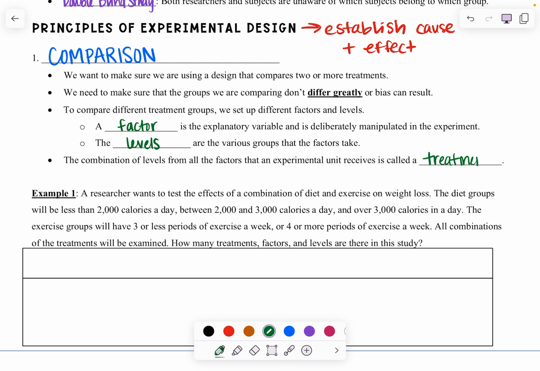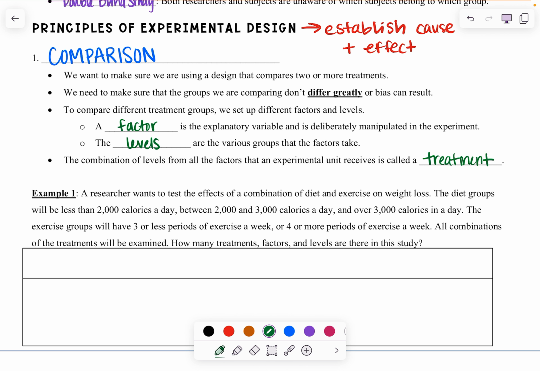I can't just go out and test my new fertilizer and not compare it to something. So if I gave all of my plants the new fertilizer and I'm like, well, yeah, my plants are growing, great. But I didn't actually compare it to the old fertilizer, which probably would have had the same results.